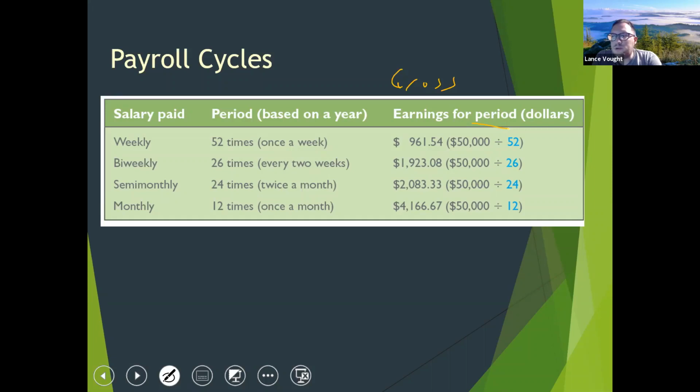Semi-monthly, which is twice a month, gives you $2,083 a paycheck, and if you're monthly, you get $4,166.67, which seems awesome when you're getting this big old hunk of money at the end of the month. But then you don't get another hunk of money until the end of the next month, and that's not great. But if it's the job and that's how they pay, that's how they pay, and that's what I did.